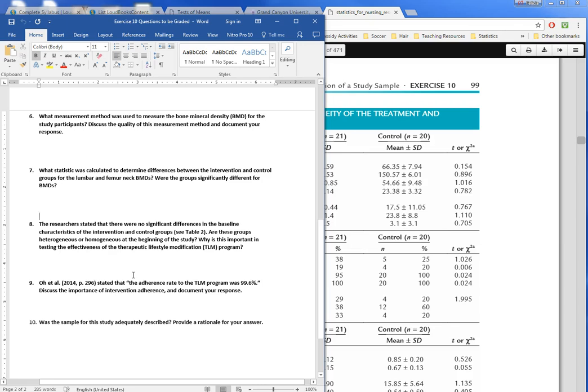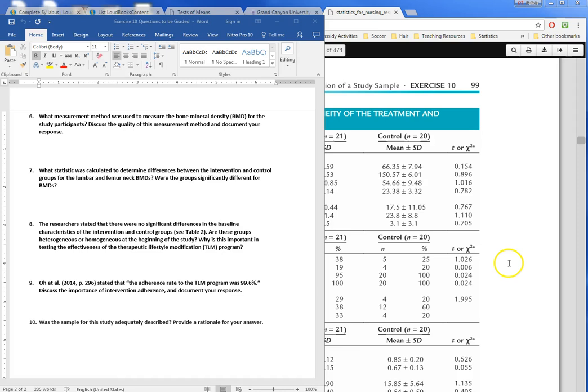And now, let's see, number 6. What measurement method was used to measure the bone mineral density for the study participants? Discuss the quality of this measurement method and document your response. So what measurement method was used to measure bone mineral density for the study participants?